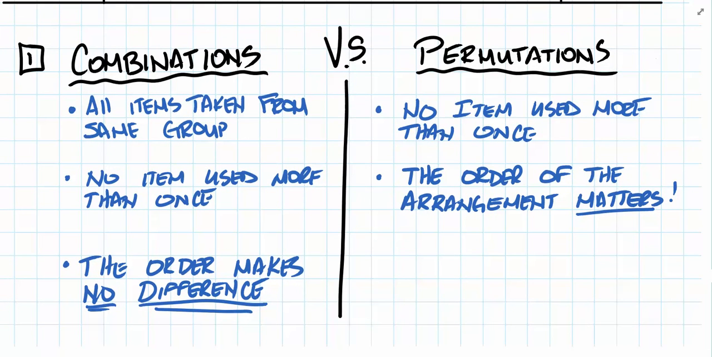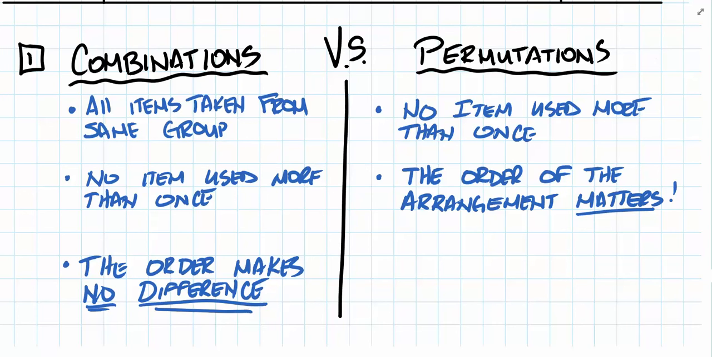Okay, here's the main differences. In a combination, the following facts are true. All of the items are taken from the same group. No item is used more than once, and the order makes no difference in which we take them. So for the movie example, if I chose Back to the Future and Roger Rabbit and Top Gun, it doesn't matter which order as long as I have those three in my collection.